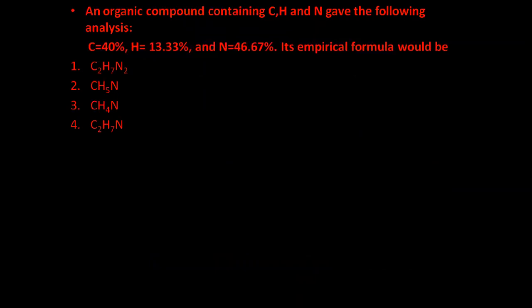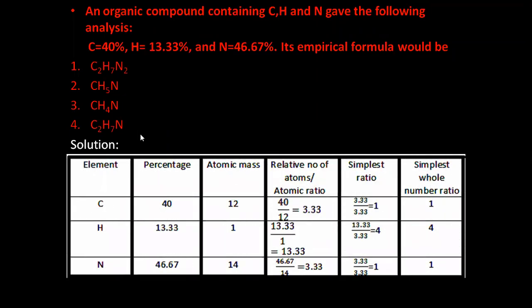An organic compound containing carbon, hydrogen, and nitrogen gave the following analysis: carbon 40, hydrogen 13.33, and nitrogen 46.67. Its empirical formula would be? So the empirical formula is asked. Now again, in the very same way, in this case all the elements are given, so we just calculate with the percentages: carbon 40, hydrogen 13.33, and nitrogen 46.66. Then we take atomic masses, which we know: carbon 12, hydrogen 1, and nitrogen 14.